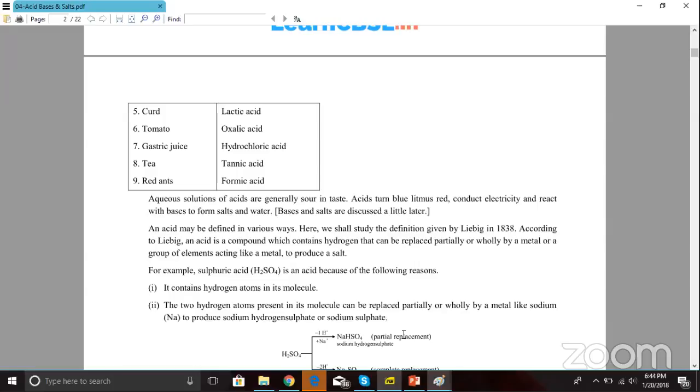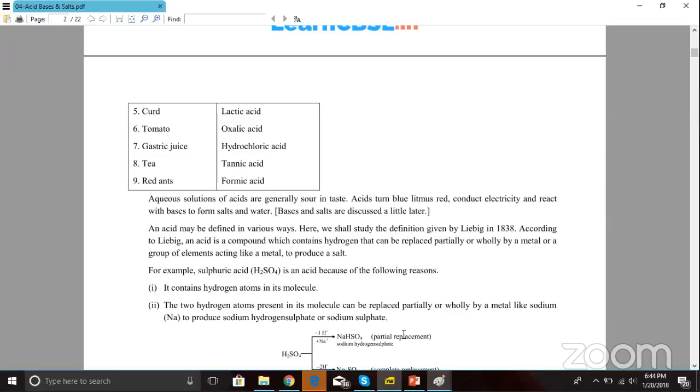So how can we find out an acid? We can use litmus paper. Litmus is just a pigment which we get from plants. There are two litmus papers: one is red litmus, another is blue litmus. If you use the blue litmus, it turns red, which indicates the presence of an acid.